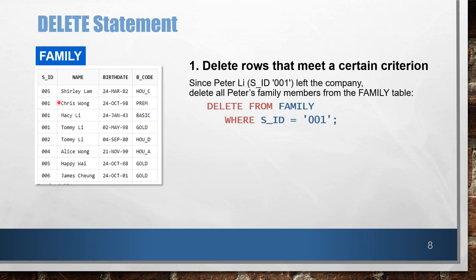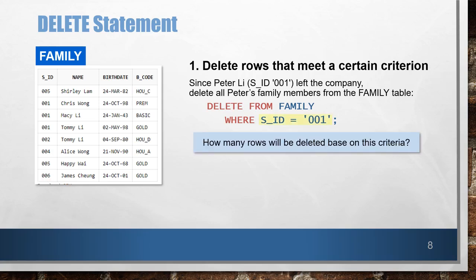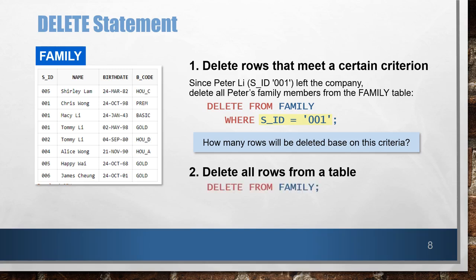How many rows will be deleted based on this criterion? The answer is 3. If we want to delete all rows from the family table, we can execute the following delete statement. Delete from family.